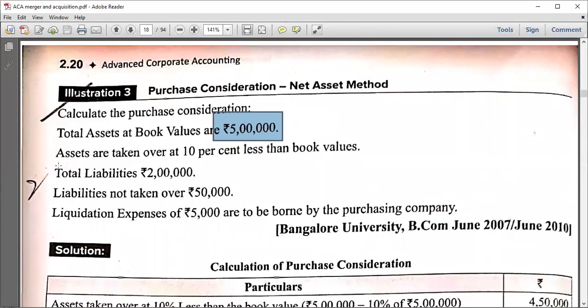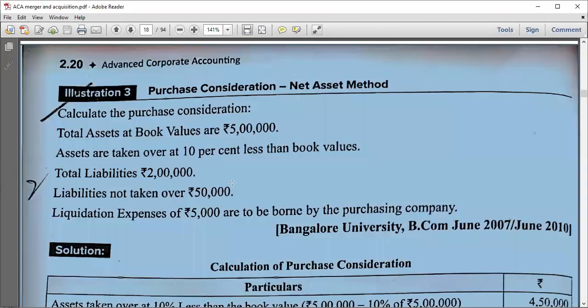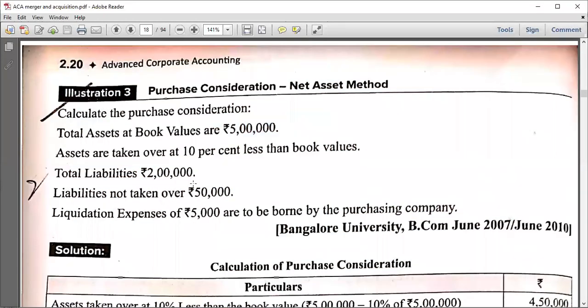And total liability is how much? 2 lakh. Total liability is 2 lakh. And liability not taken over is 50,000. Please remember, out of 2 lakh, they are not taking over 50,000, but that means they will be taking over 1 lakh 50,000. 2 lakh minus 50,000, so 1 lakh 50,000. Now, liquidation expenses of rupees 55,000 are to be borne by the purchasing company.